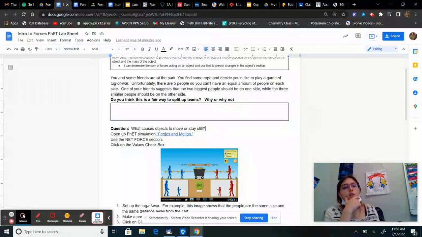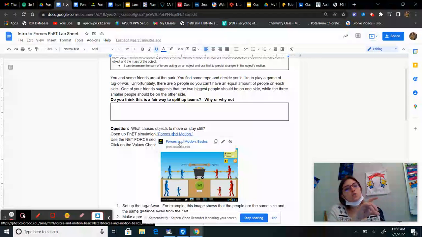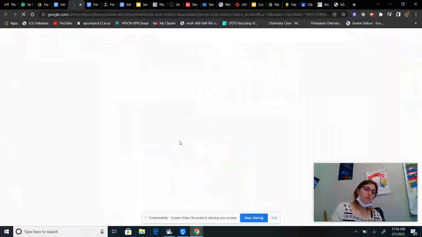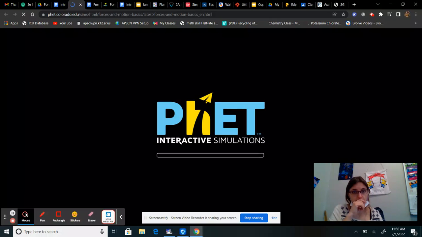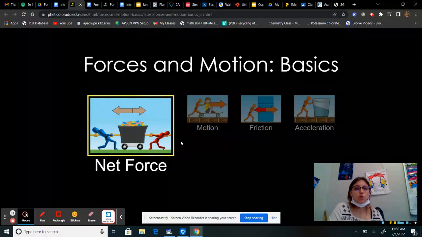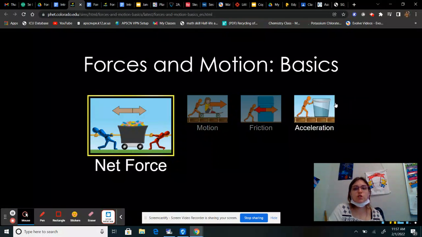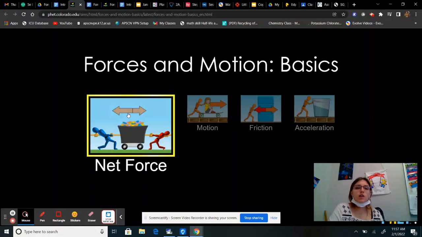Following that, our question becomes, what causes objects to move or stay still? And we have our link to our Forces in Motion PhET simulation. This link is also in the actual assignment for both part 1 and part 2. You have to let it load up. We're looking at net force first. You'll see motion, friction, and acceleration later on in part 2.